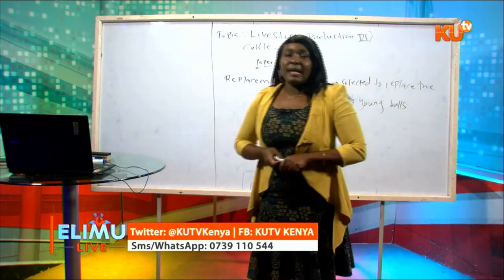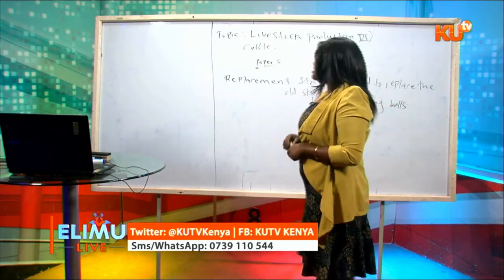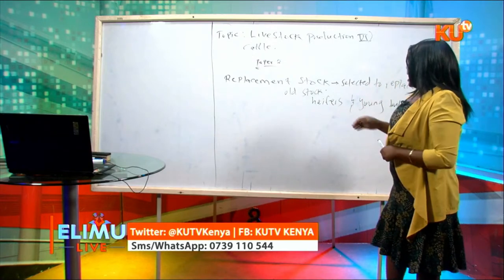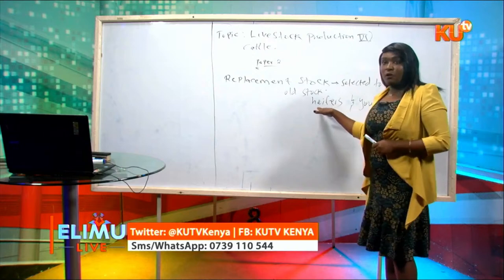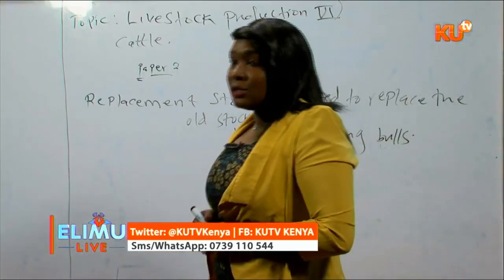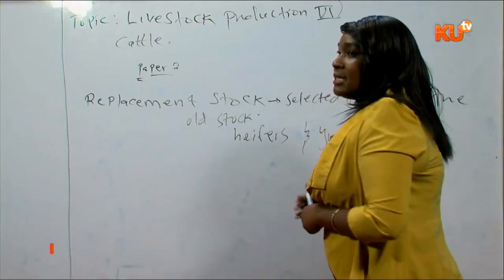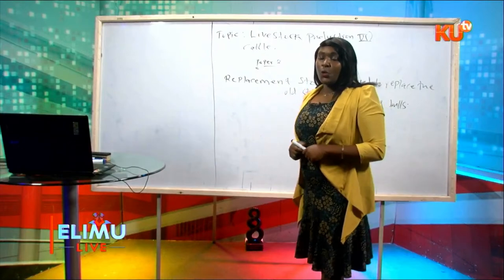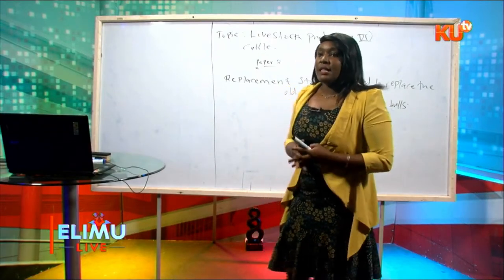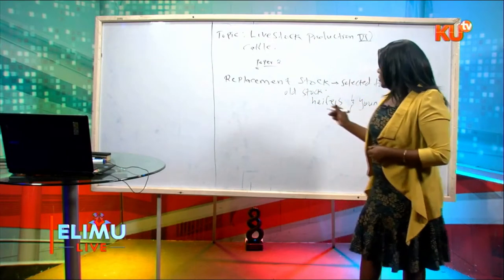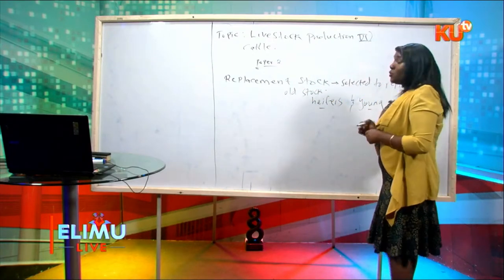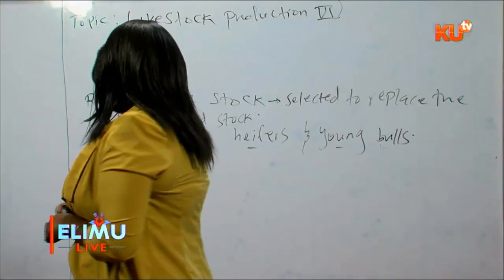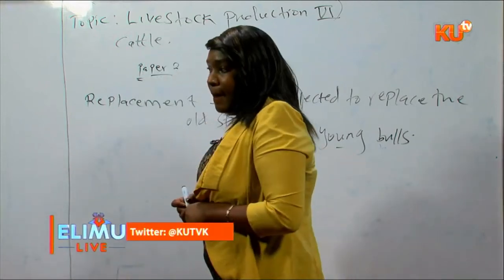Of course, if I refer you back again to Form 3, we looked at the characteristics of good replacement stock, and of course they should be young. That is where we are talking of the heifers, which are the young female cattle. We're also looking at the young bulls, which are the males that are meant to replace the old ones that are wearing out. When animals become old, they become less productive, and therefore we need to replace them with younger animals, which we select carefully in order to enhance production in your farm.